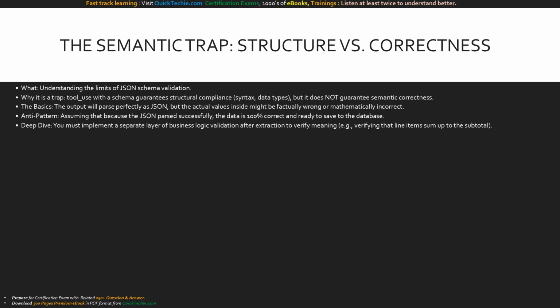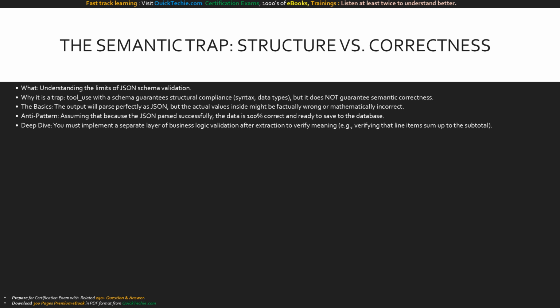It means your output will have all the required keys, no missing commas, and perfect string and number data types. However, the actual values inside might be completely wrong. Claude might have extracted the shipping date instead of the invoice date. A major anti-pattern is blindly saving schema-compliant JSON straight to your database.